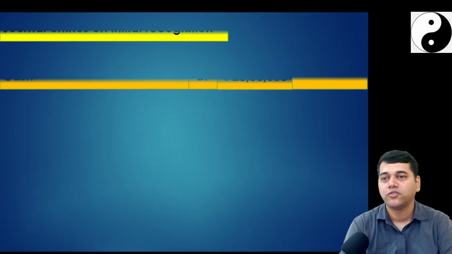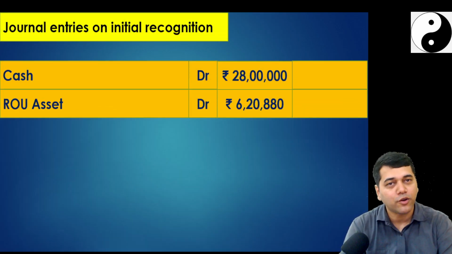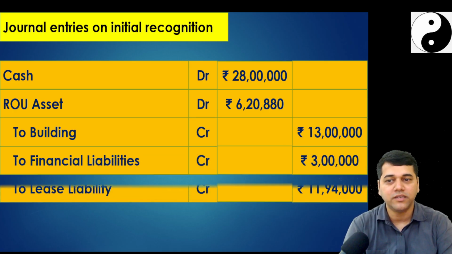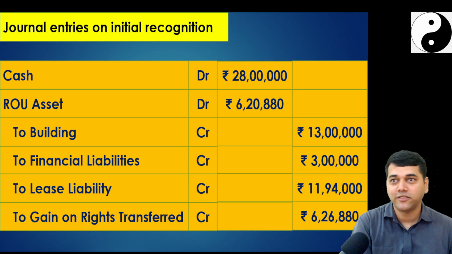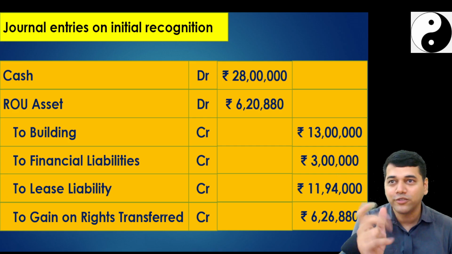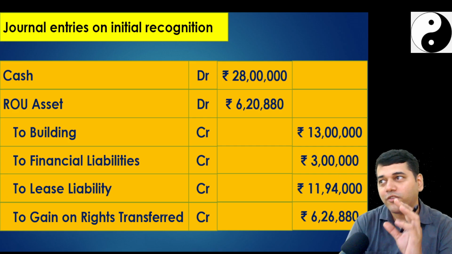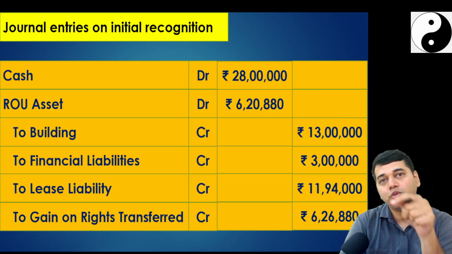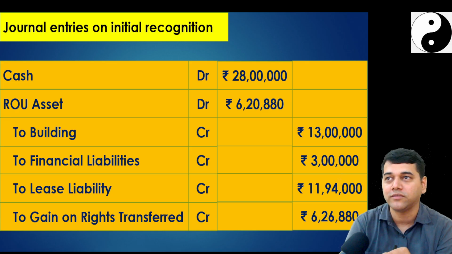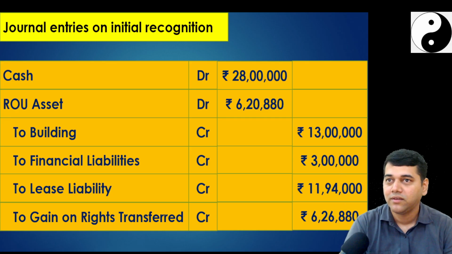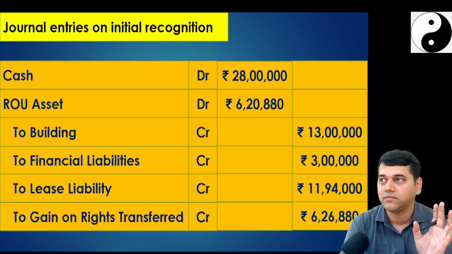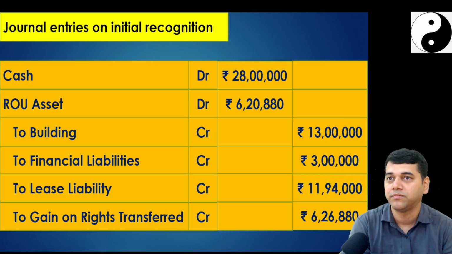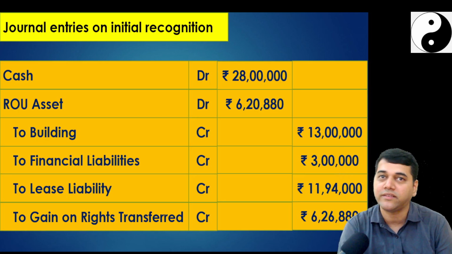6,26,880. So you pass the journal entry: cash account debit, ROU asset account debit, building account credit 13, lease liability, gain on asset transfer. Perfect. How many marks is the question? 8 marks. Should you touch this question? Yes, exactly. This is a procedural question. One question like this for 8 or 10 marks will be sitting somewhere. But to attempt that, which you don't know what it is, you should have gone through everything. And to go through everything, the top priority is to give the complex problems. Because complex problems become procedural problems. Easy problems will become conceptual problems in the exam.